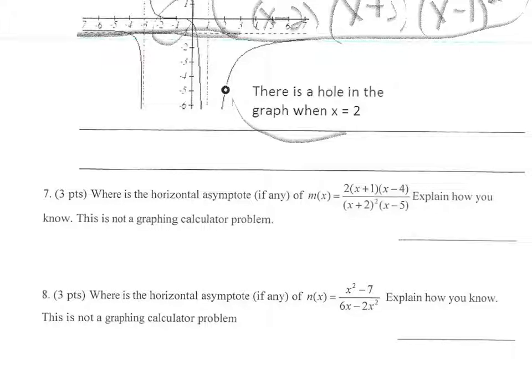For this function here, I see 2x squared, and that means it's the same degree, so I'm going to take the ratio of the coefficients, which I'm seeing as y equals negative 1/2. So it's the same power, same degree in the numerator and the denominator. That tells me there's going to be a horizontal asymptote, and there it is.